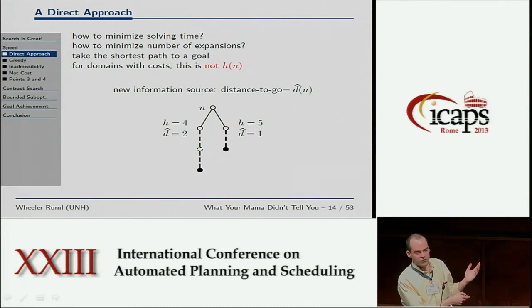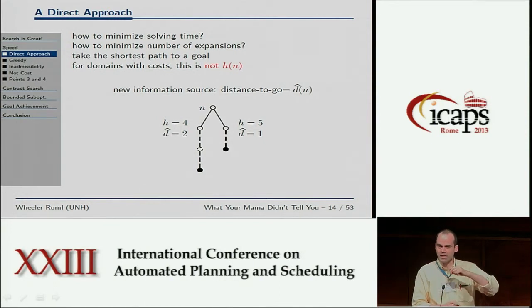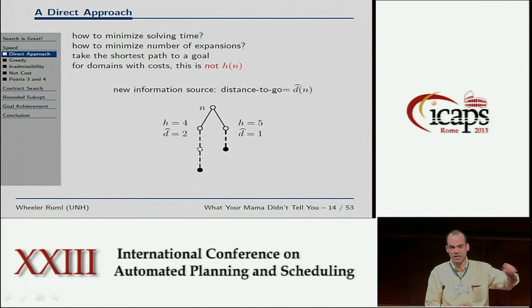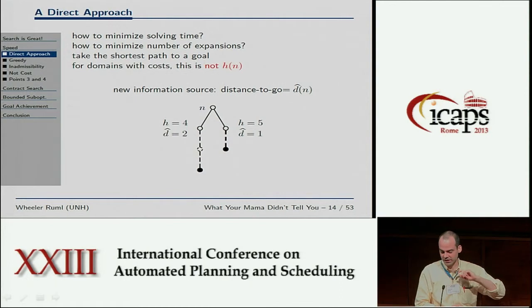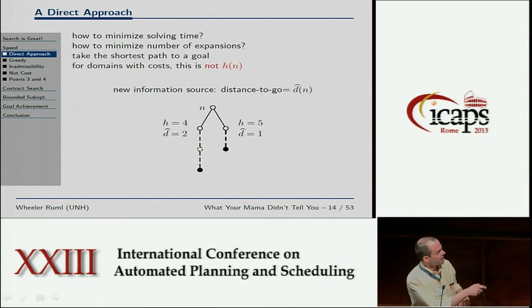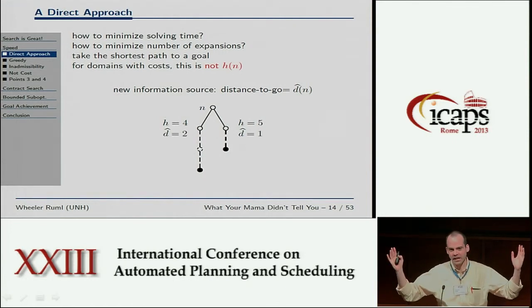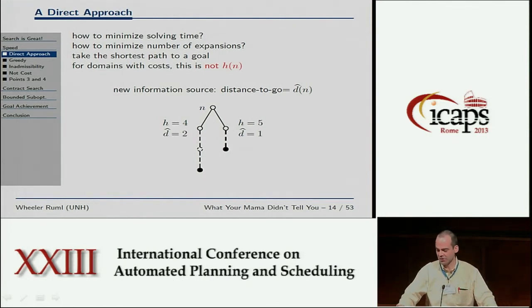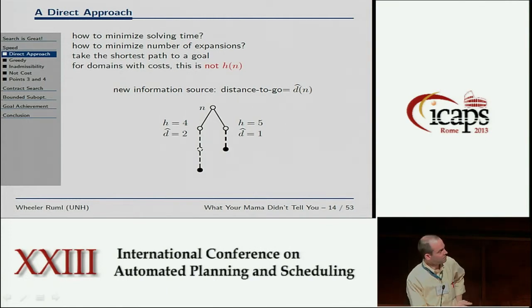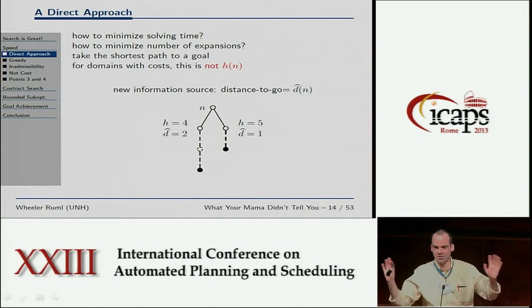That's the distance to go in the search graph. How many edges do we have to traverse? Not the sum of their costs, but how many edges are there? And I put a little hat on D to represent the fact that it doesn't need to be admissible at all. It could be any kind of estimate. It could be an overestimate. It doesn't really matter for my purposes. So when you see a little hat in my talk, that means could be inadmissible.